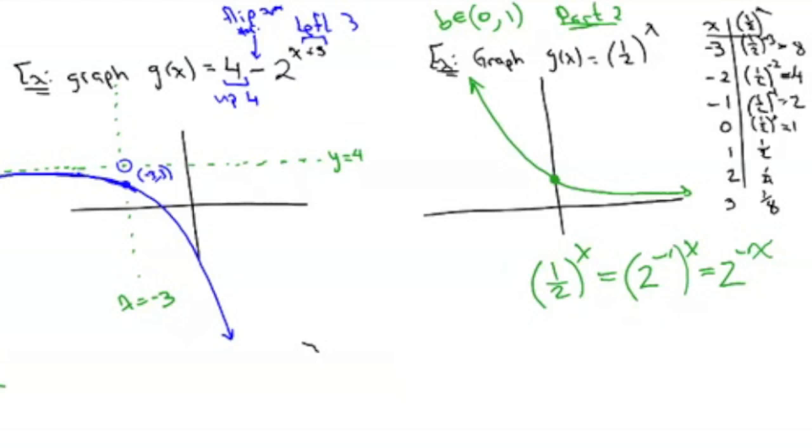So this first graph is technically the exponential growth graph. This one is called the exponential decay graph because it's always coming downhill, always decreasing.